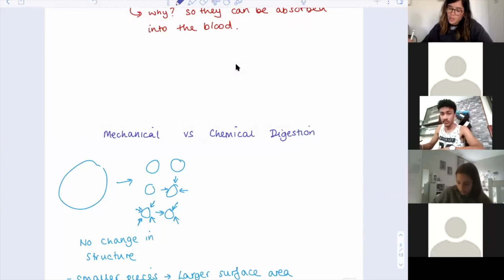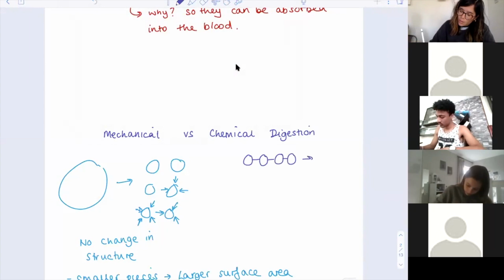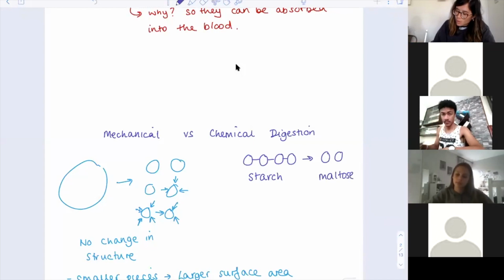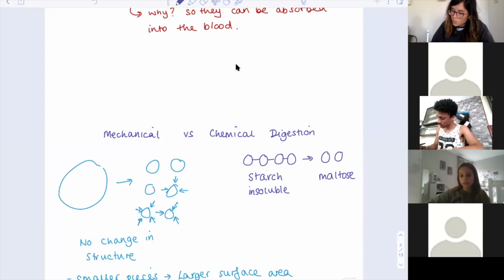If we look at chemical digestion now, this is very different. This is actually taking food molecules, and what you're doing is you're actually changing the structure of them. So for example, if we take a large food molecule such as starch, when it undergoes chemical digestion, you don't just have smaller pieces of starch, you have a totally different molecule, which is smaller and is known as maltose. So we've gone from having the insoluble starch and we've converted it into the smaller soluble maltose.